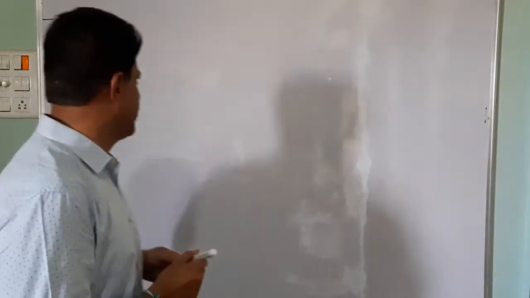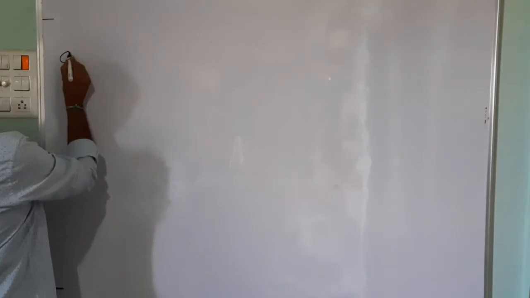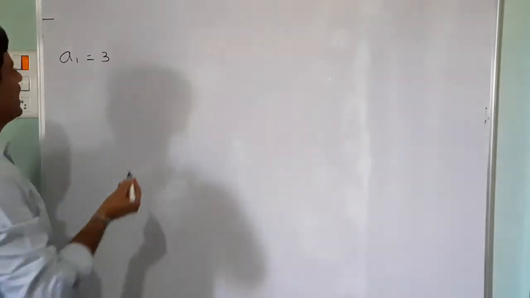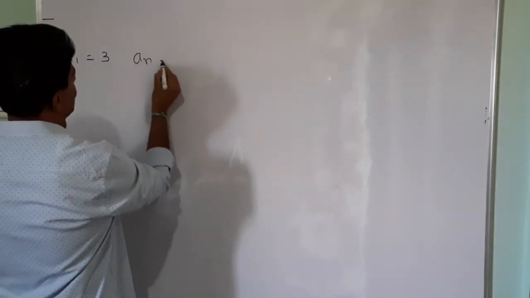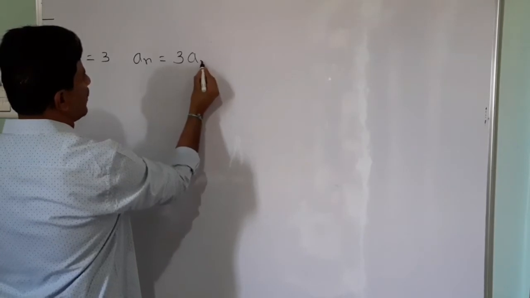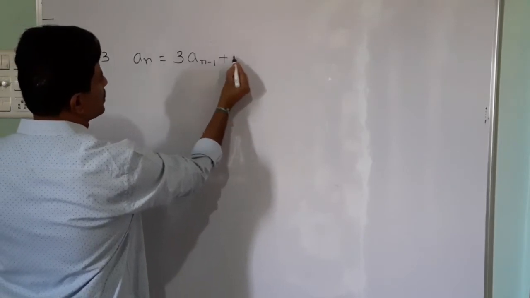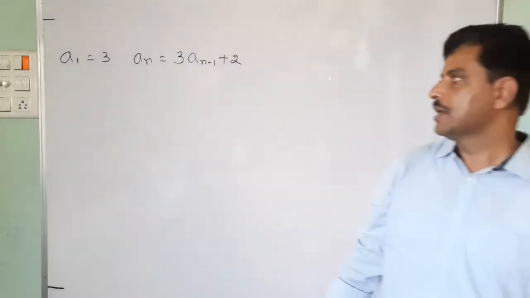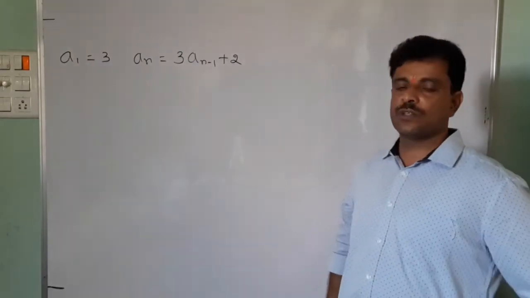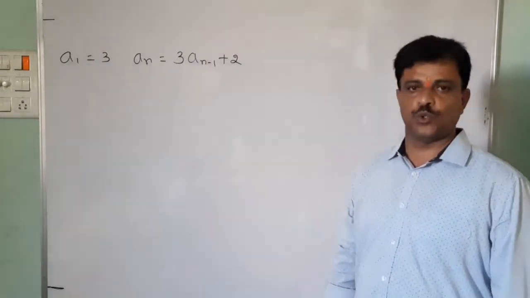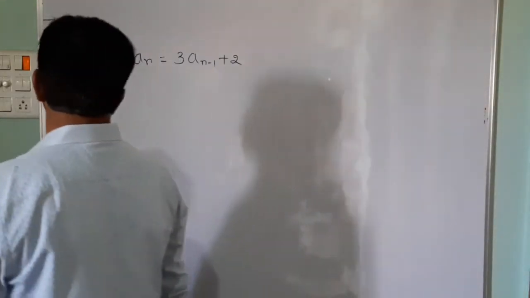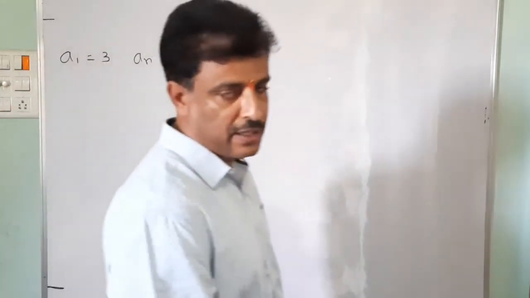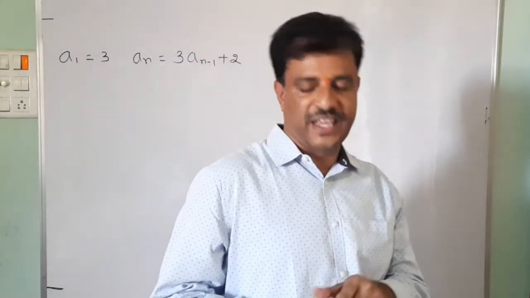First you should take problem number 11. a_1 is equal to 3, and a_n is equal to 3 a_(n minus 1) plus 2, for n greater than 1. So dear students, first 5 terms means a_1 is already given, a_1 is equal to 3. Next find a_2, a_3, a_4, a_5.